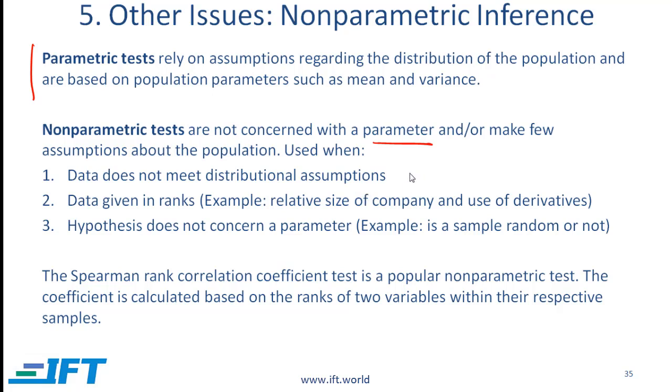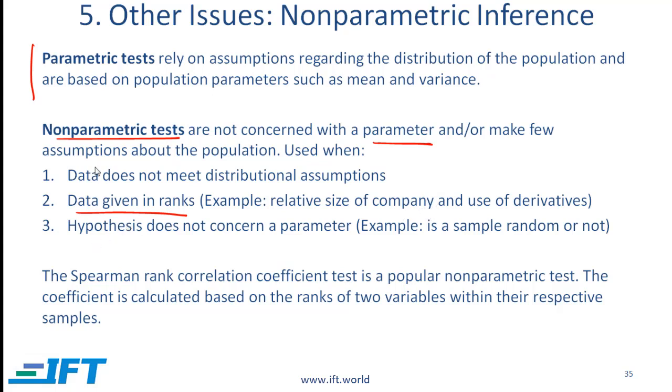Notice that we made assumptions that the population is normal. What if you cannot make that assumption? Then many of the tests we talked about do not hold, and you will have to use a non-parametric test. Another situation is where the data is given in ranks. For example, you might want to study the use of derivatives at companies in Japan. And your study might be based on the relative size of a company. So you might want to see whether the largest companies make heavier use of derivatives relative to smaller companies. So there you will rank the companies in terms of size and then perform your tests.